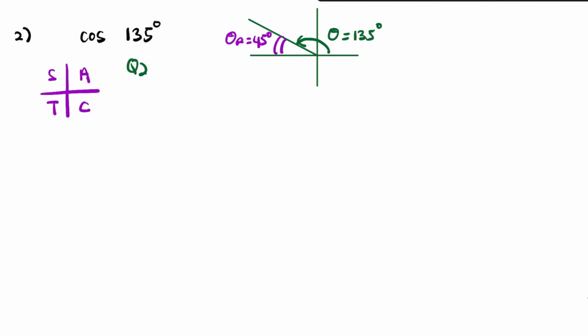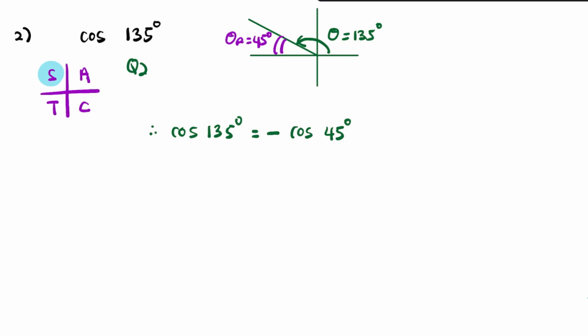Now if you use your ASTC, add sugar to coffee, quadrant 2 is supposed to be positive only for sine. So what can you conclude? Cosine 135 degrees will give you a negative value. But again, you cannot straight away find the value. You have to use your reference angle. So knowing that 135 will give you a negative value, it is the cosine of an acute angle of 45 degrees.